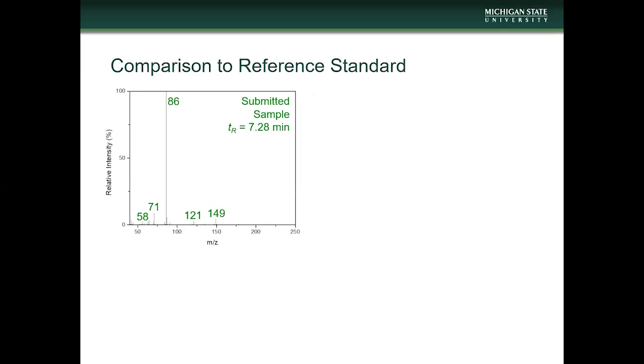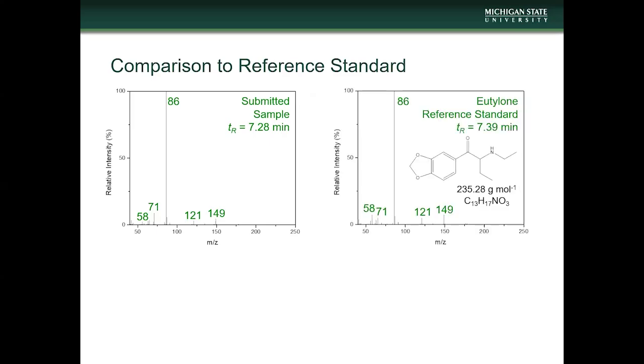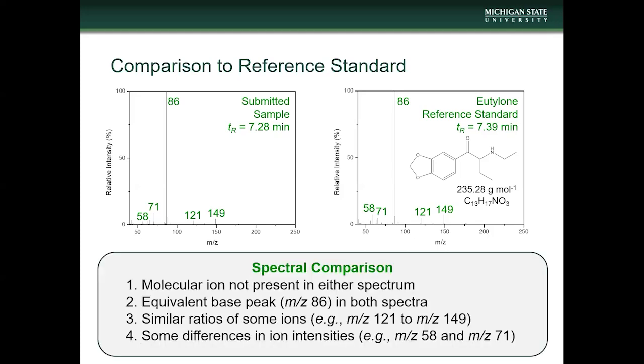Here is an example of what I'll call my submitted sample. It's a spectrum that we generated in the lab, and we also analysed a Utalone reference standard at the same time. Comparing these two spectra, you can see that there are certainly some similarities, but also some differences. For example, neither of these spectra contains the molecular ion, which would be expected at around mass to charge 235. Both spectra have the base peak at mass to charge 86, and both have similar dominant ions, for example mass to charge 58, 71, 121, and 149.